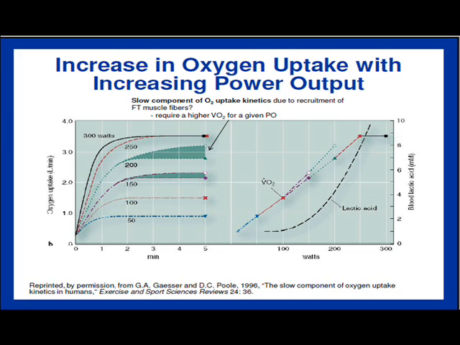So you don't reach that true steady state that you would reach at the lower power outputs, when you're predominantly using the slower twitch muscle fibers. You're not activating the fast twitch muscle fibers there. And you can see that, rather than seeing that nice linear increase in VO2, it starts to veer off.